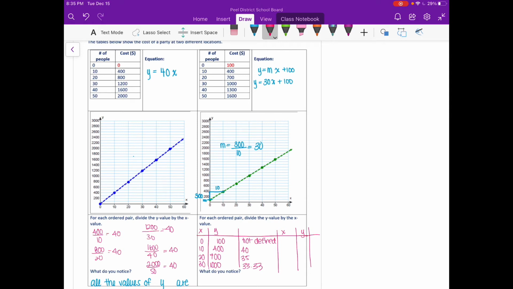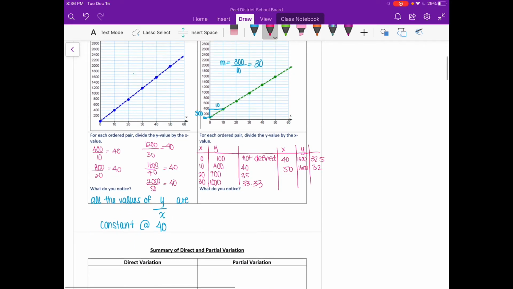Sorry about that. So I'm just going to do 40 and 1300. 1300 divided by 40, 32.5. And then last but not least, 1600 divided by 50. And that gave me 32.